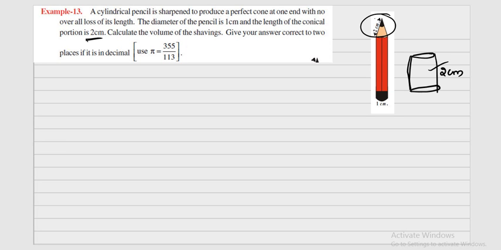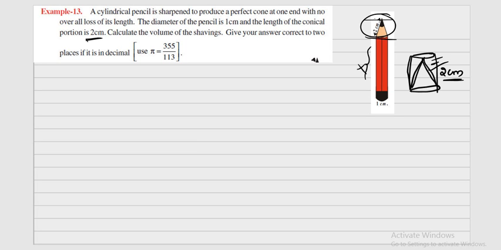Now this has a height of 2 centimeters. The remaining part we are not discussing; we are only discussing this particular part. So this is 2 centimeters, and when we sharpen it, how does the shape form? It forms like this, so this is nothing but my conical shape.